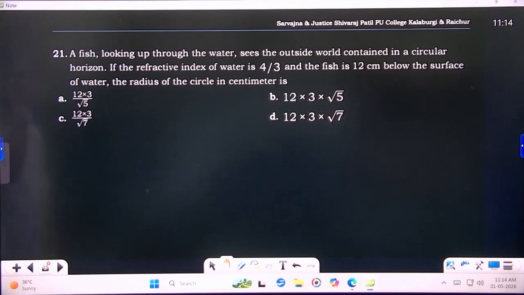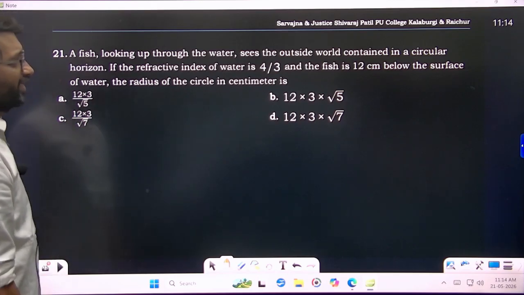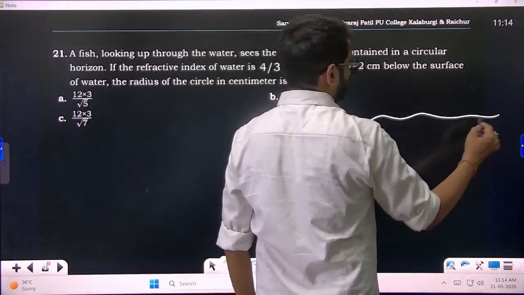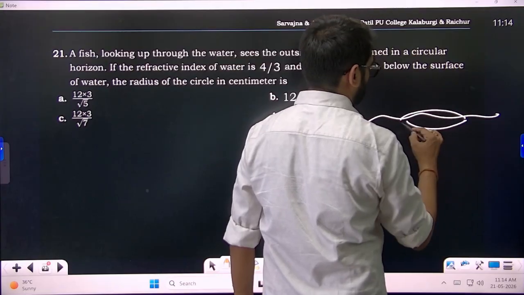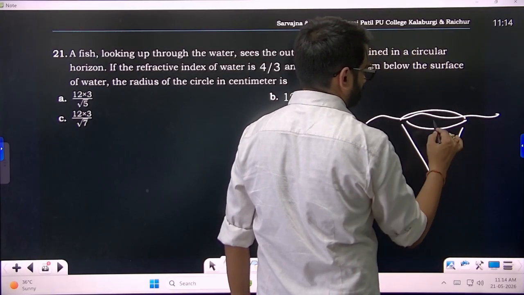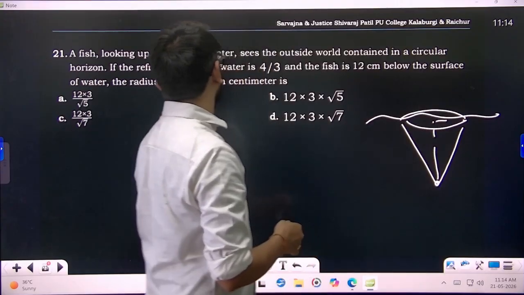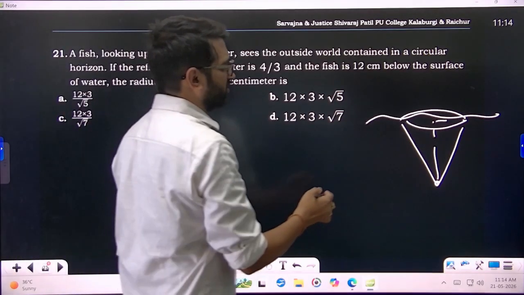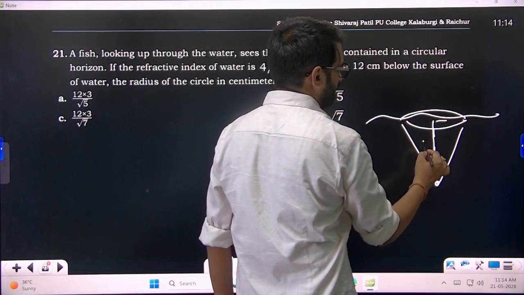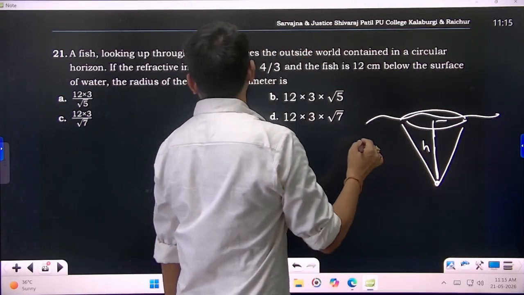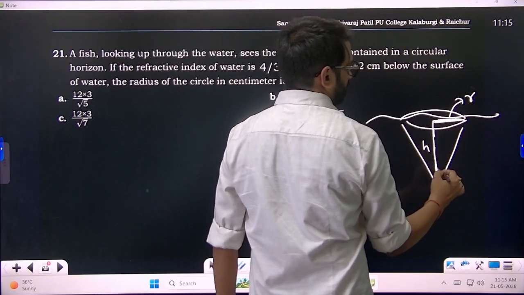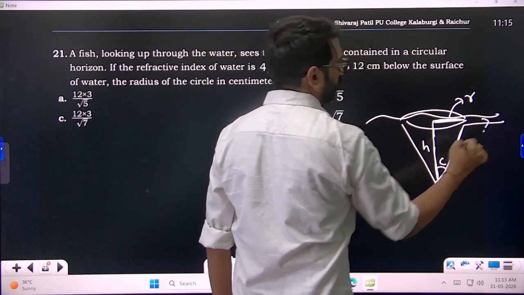Next, 21. A fish looking up through water sees the outside world contained in a circular horizon. If this is the surface of water, circular horizon, this is the fish, of refractive index 4 by 3. The fish is 12 centimeters below the surface of water. So this is given as h, and the radius is what we are asked to find out. This is r, this is c, the light ray goes this way, critical angle.